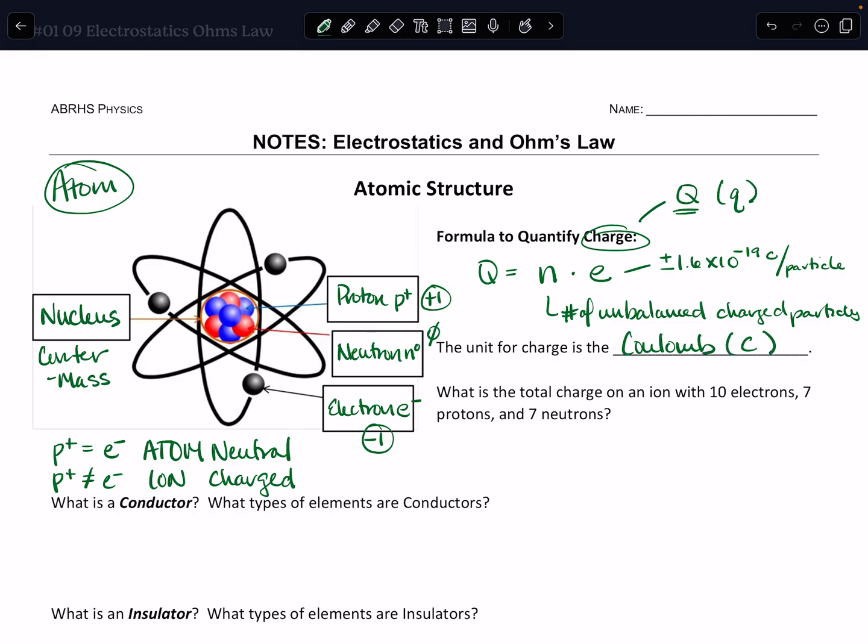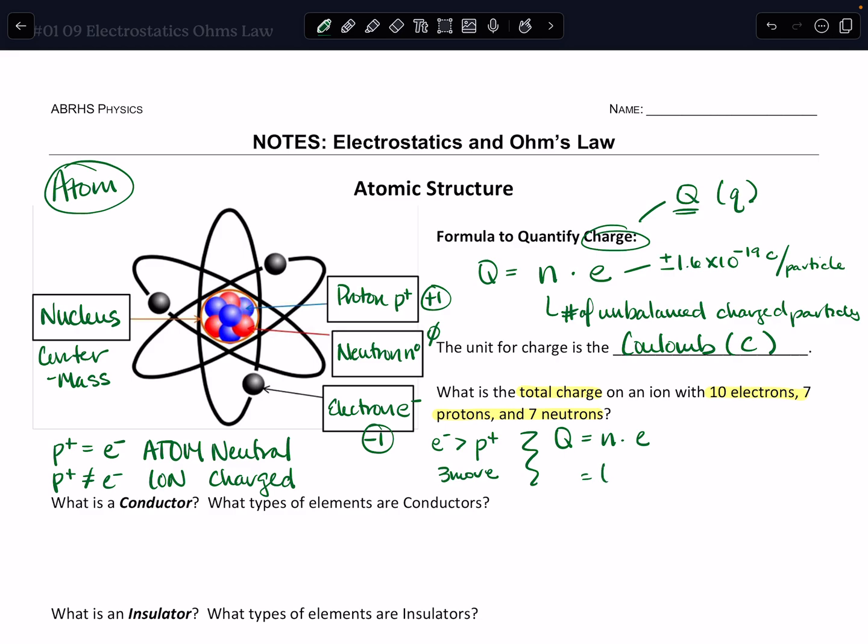All right, so let's try a quick problem. What is the total charge in an ion with 10 electrons, 7 protons, and 7 neutrons? So here we have more electrons than we have protons, and we have 3 more. Now if we were in chemistry, we'd say this is a -3 ion. But in physics, we're going to calculate what that value actually is. So we say Q is N times E.